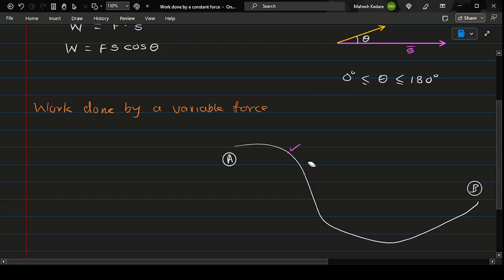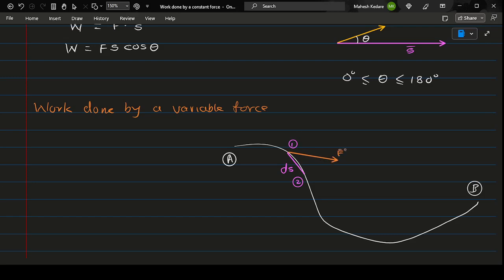So let us consider a small displacement from a point, say point 1, to a point 2. The displacement is given by a straight line segment connecting the two positions. This is the small displacement. We denote small displacement by ds. And for the force during this displacement, suppose at point 1, the direction of the force is as given by this arrow, which makes an angle of theta with the displacement ds. Displacement is a vector quantity, so we show a bar upon the symbol.